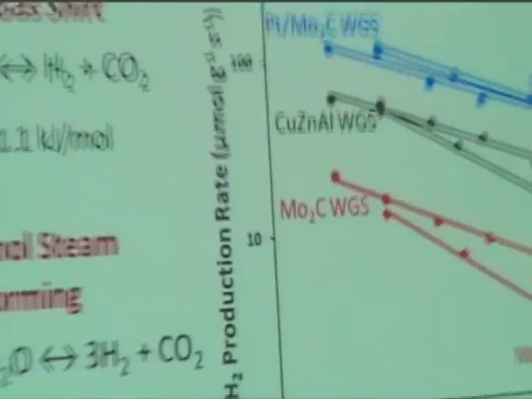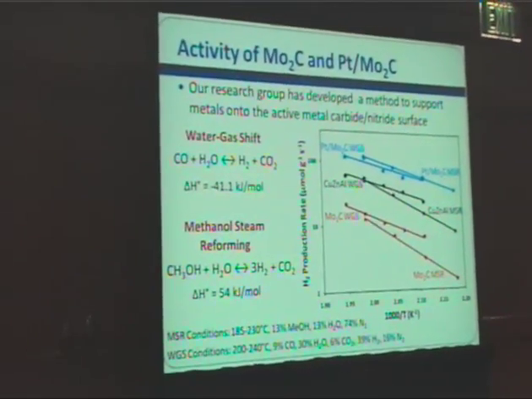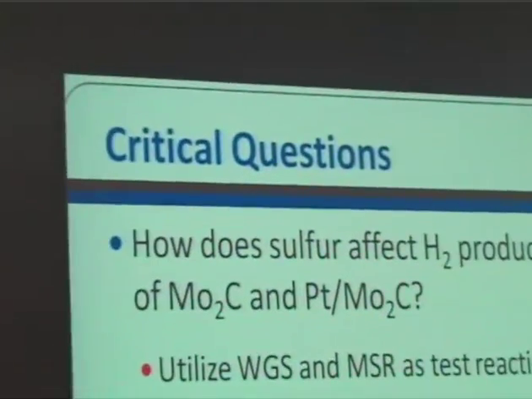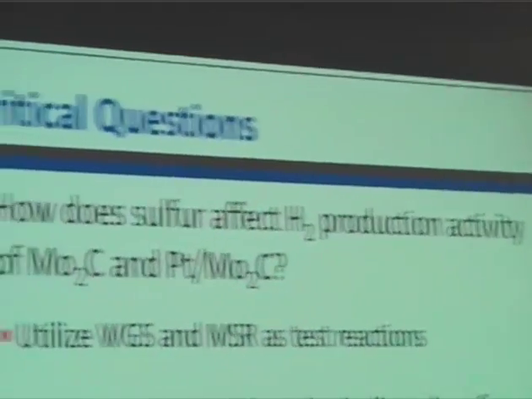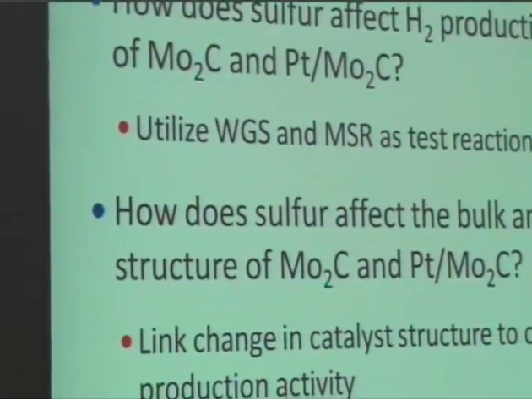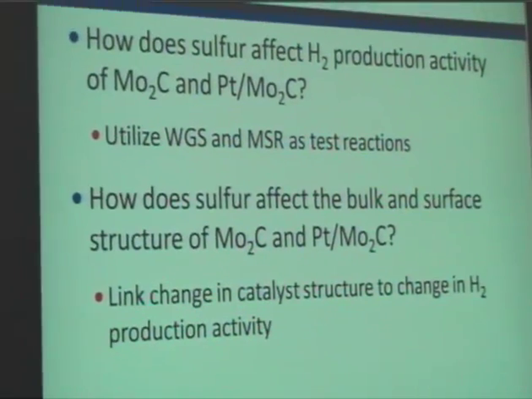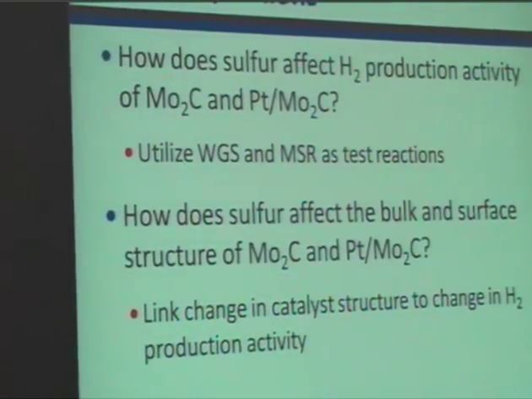So our goal here is to use the water gas shift and the methanol steam reforming reaction as test reactions to study how sulfur affects the hydrogen production activity of these two materials in moderate temperature regimes of about 200 to 250 degrees C and atmospheric pressure. And then also look at how sulfur affects the bulk and the surface structure of these materials and try to link up that change in structure with the change in catalytic activity.